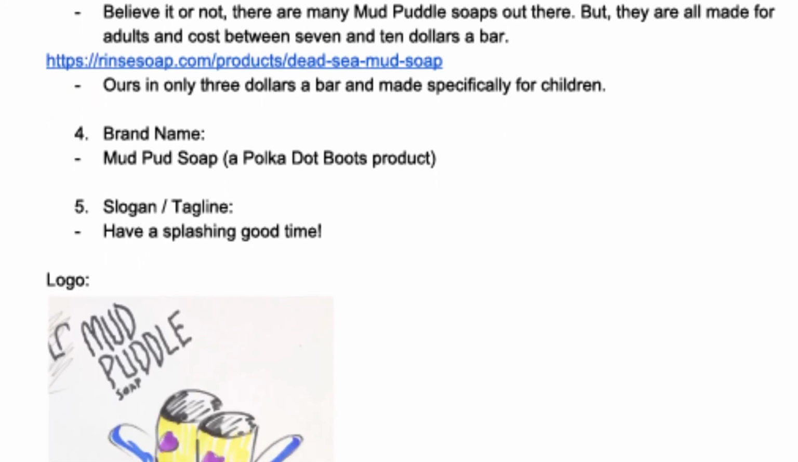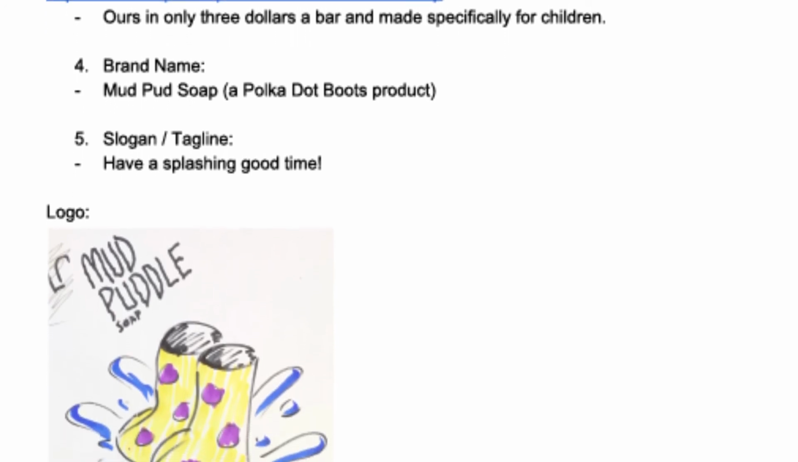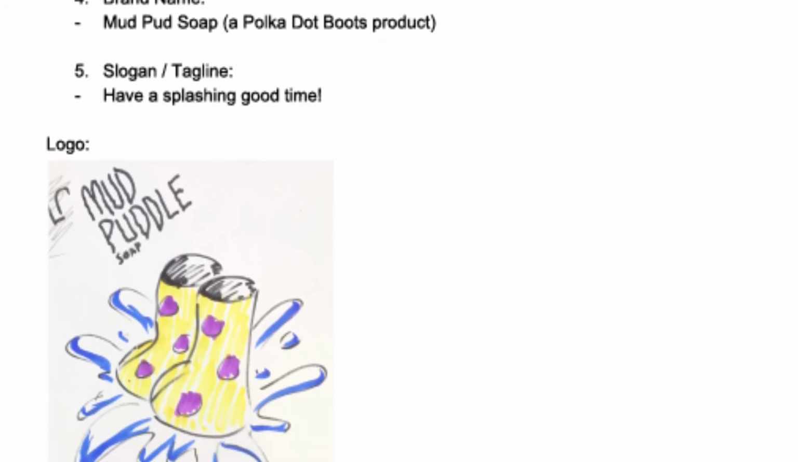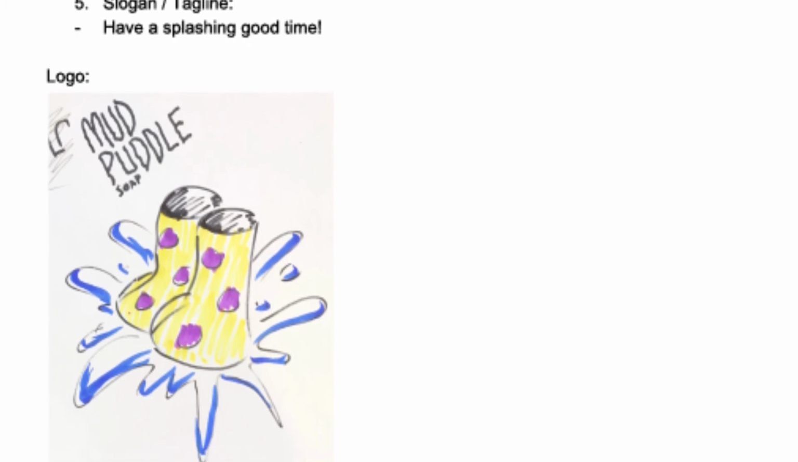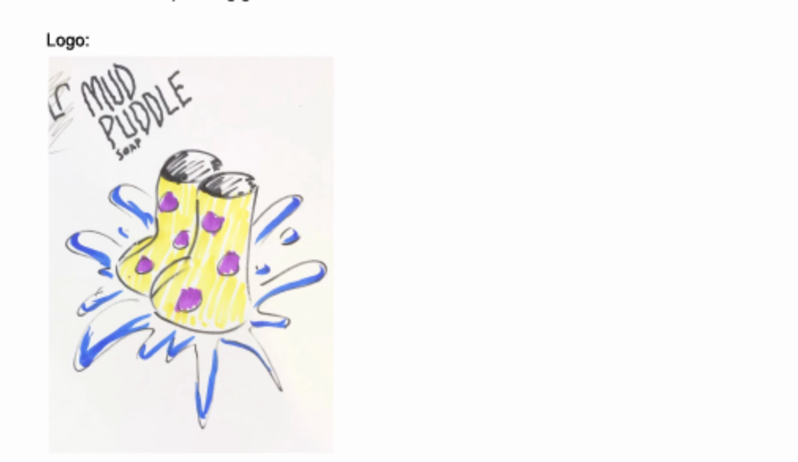The brand name, I didn't do Mud Puddle Soap because that was already there, so I changed it to Mud Pud Soap. And I decided on the polka dot boots as an icon for my product and maybe a range of products. My slogan is "Have a splashing good time." And there you can see my comp for my logo.